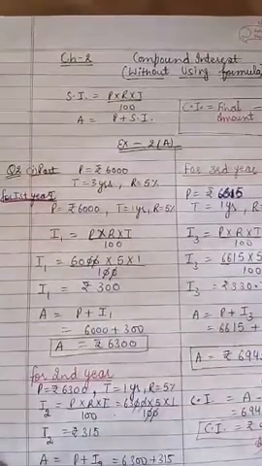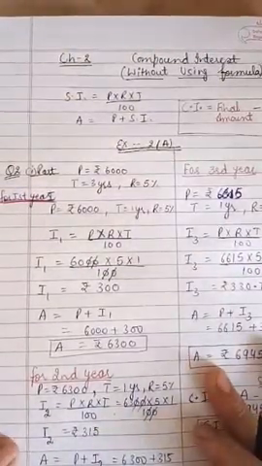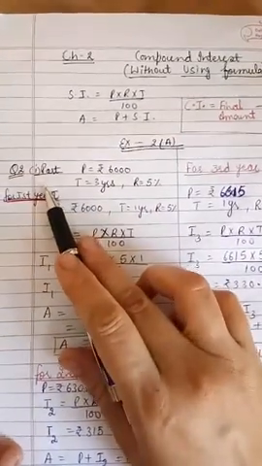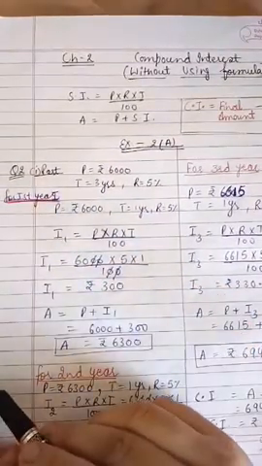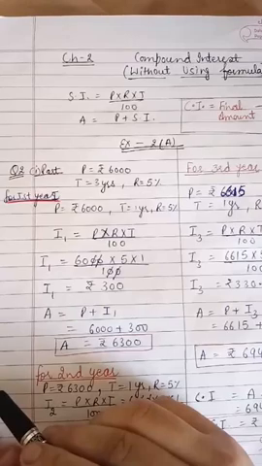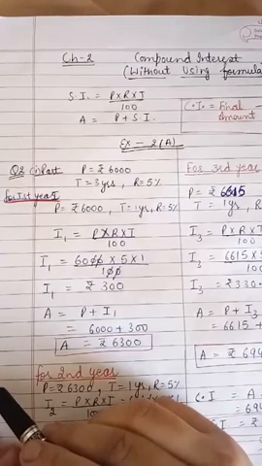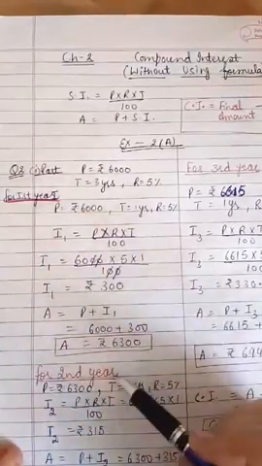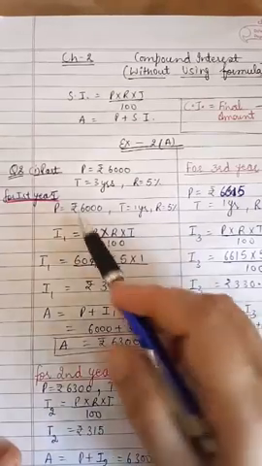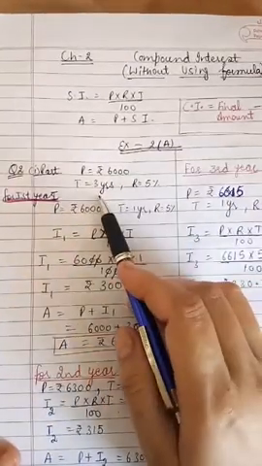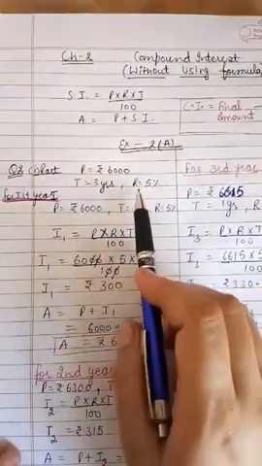Let us discuss exercise 2A. In this exercise, your second question, first part I have taken: calculate the amount and compound interest on rupees 6,000 in 3 years at 5% per year. This question I will solve without using formula. Principal is 6,000, time is this, rate is 5%.